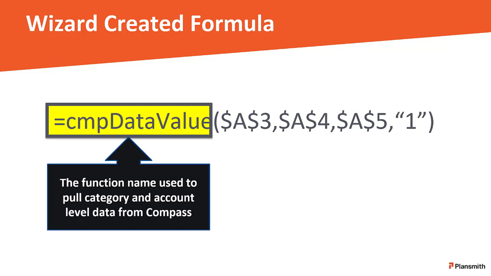The first part of the breakdown is the function name. Now again, there are a variety of different functions that have been created for different types of data that can be pulled from the Financial Compass database. These are unique to the Excel add-in and don't correspond to the functions typically available in Excel. Then there's a set of parentheses, and between those we have a series of 4 arguments separated by commas.